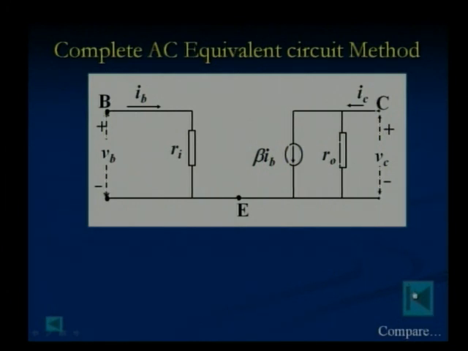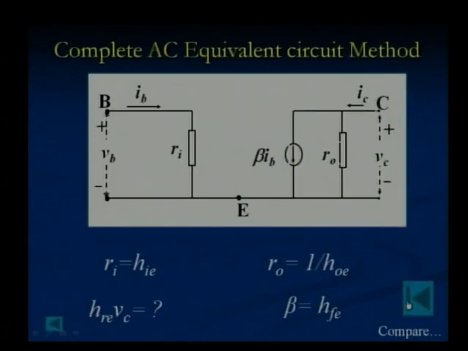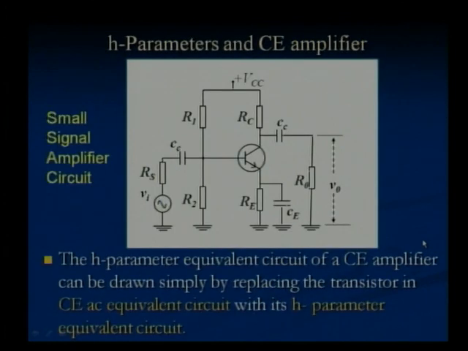At the output, if we compare what we are getting, RO is just like 1 upon hoe, and hfe Ib here is represented as beta Ib, which clearly indicates that hfe is nothing but the current amplification factor. So we can analyze the circuit either by the h parameter method or the equivalent circuit method, and we get almost satisfactory results. But when feedback is incorporated, h parameters give us better results to understand.